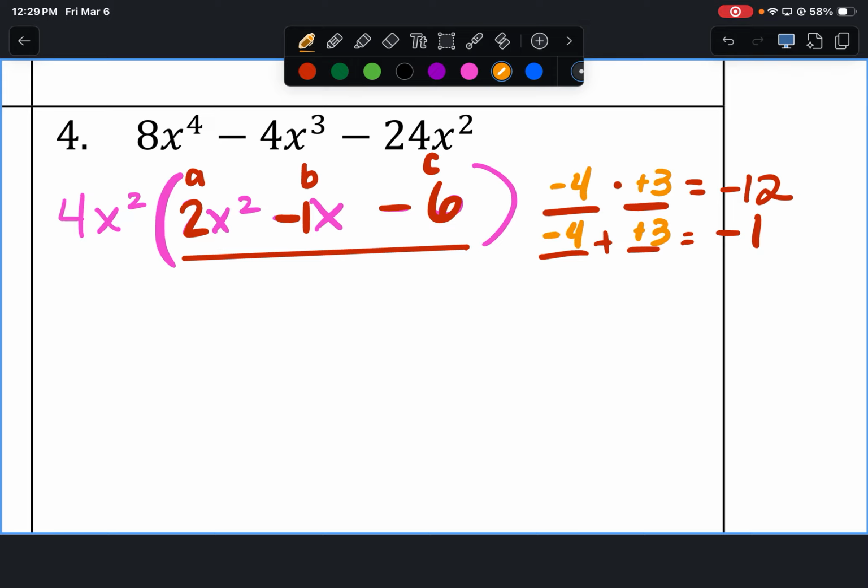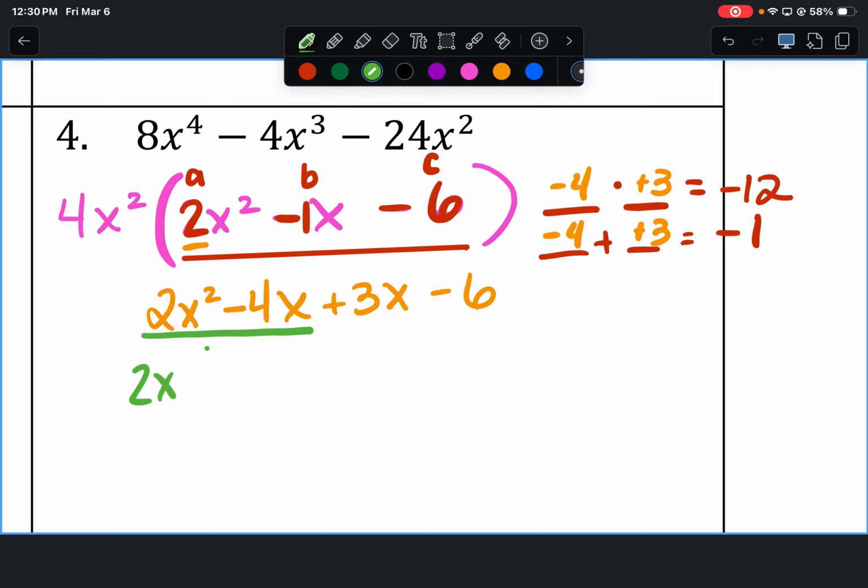Now, can I use our shortcut? No. Why not? Because a is not 1. So we have to rewrite the whole thing. We're going to do 2x squared minus 4x plus 3x minus 6. And then I have to factor by grouping, right? We're going to group the first two. What is the greatest common factor of 2x squared minus 4x? Which leaves us with?